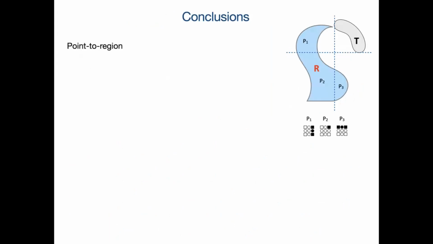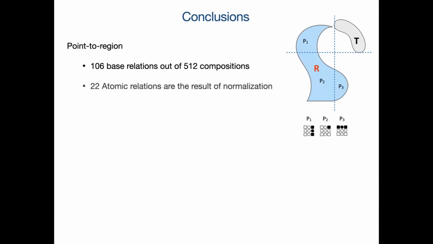And the conclusion: the point to region direction relations introduce the 106 base relations out of 512 combinations. Now we have a fixed finite set of direction relations and 22 atomic relations. These 22 atomic relations are capable of constructing the rest of the 106 elements under 90-degree rotation and mirroring. These ordered relations construct the conceptual neighborhood graph, which allows us to interpolate the cardinal direction relations.